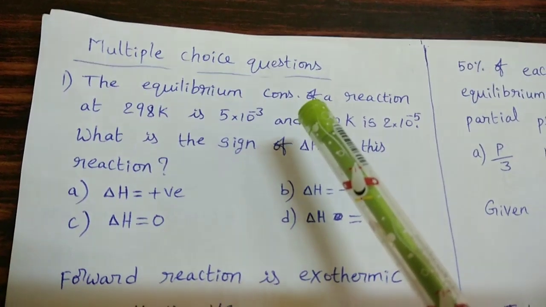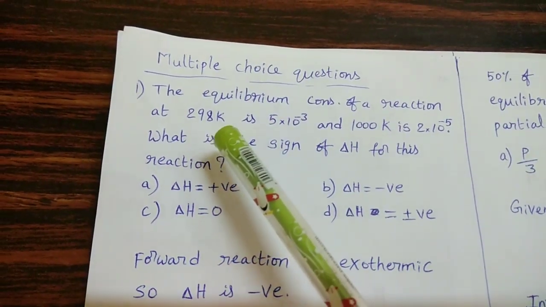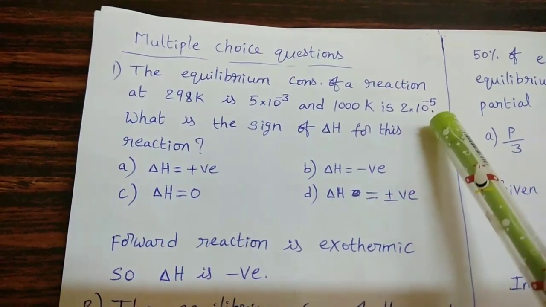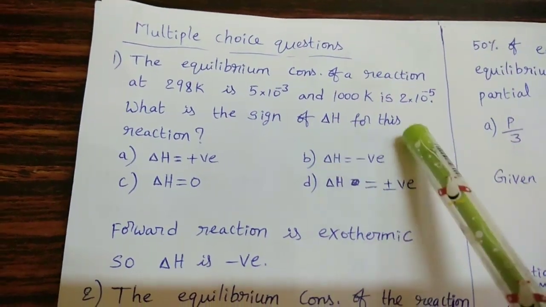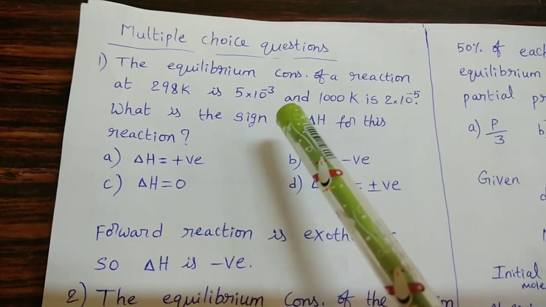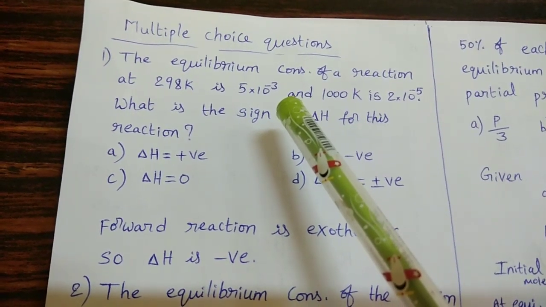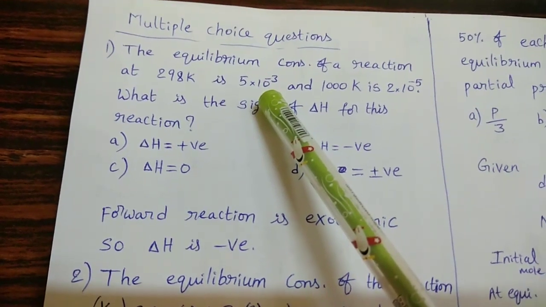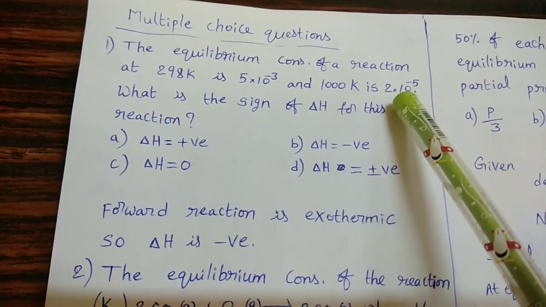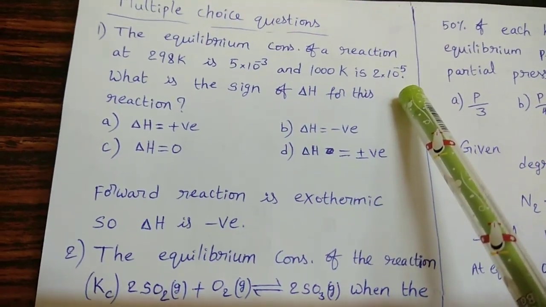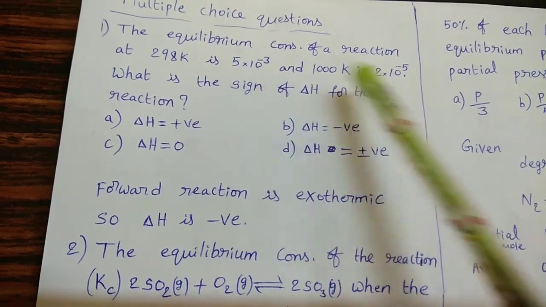Next question, multiple choice question. The equilibrium constant of a reaction at 298 Kelvin is 5 into 10 power minus 3, and at 1000 Kelvin 2 into 10 power minus 5. What is the sign of delta H for this reaction? Already we completed characteristics of equilibrium constant. Equilibrium constant value depends on temperature. Here at 298 Kelvin, this is the equilibrium constant. At 1000 Kelvin, this is the Kc value. So temperature increased, then what about equilibrium constant? Decreased. 10 power minus 3, 10 power minus 5.